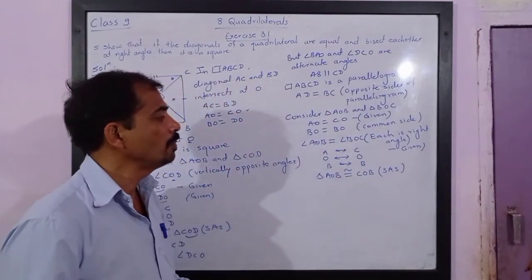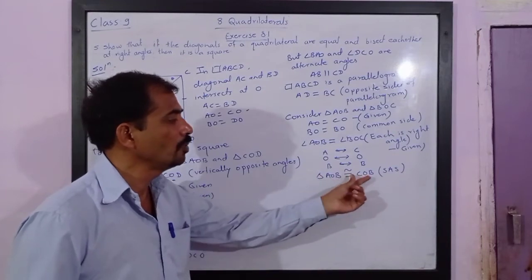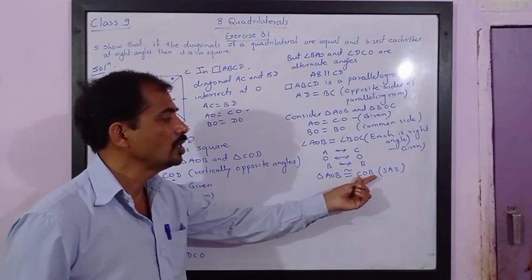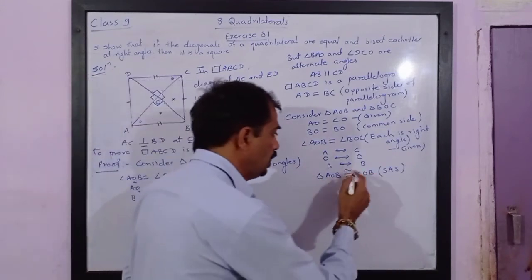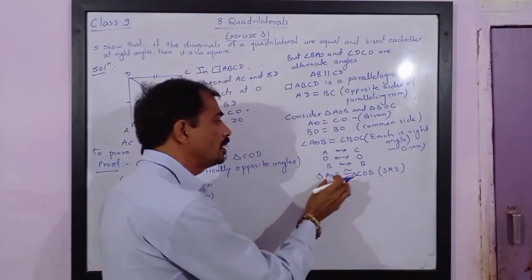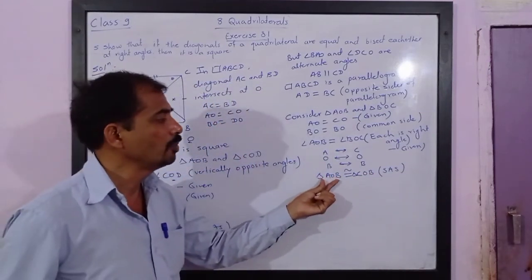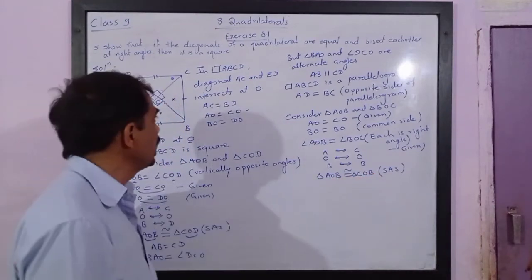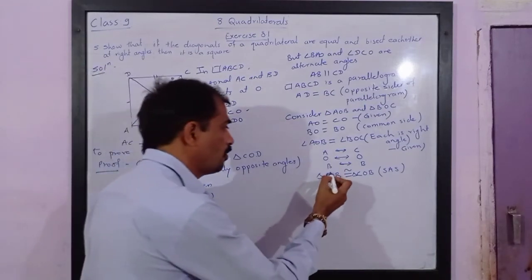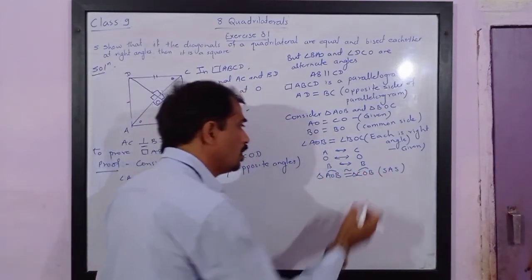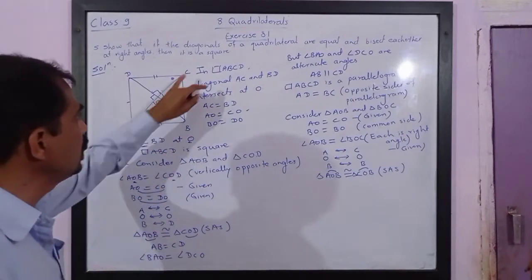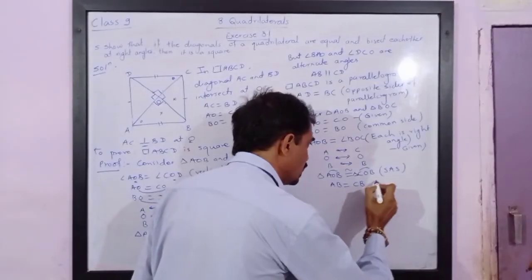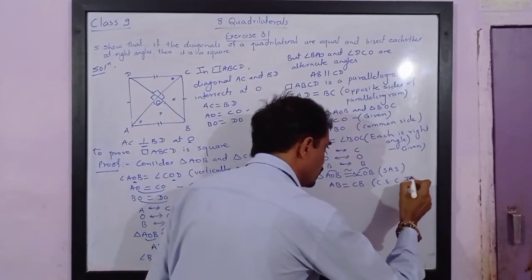It means if you keep triangle AOB on triangle COB, then all three sides of triangle AOB will match or coincide with triangle COB, and all three angles of triangle AOB will coincide with three angles of triangle COB. It means I will get the side formed by the first and third vertex equal to the side formed by the first and third vertex. So I will get AB equals CB. Reason is corresponding sides of congruent triangles.